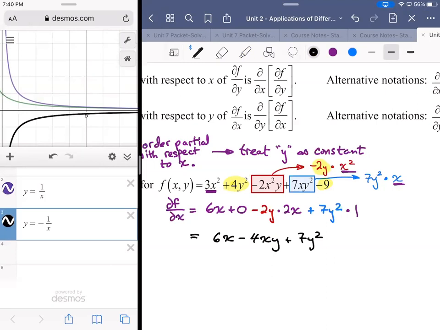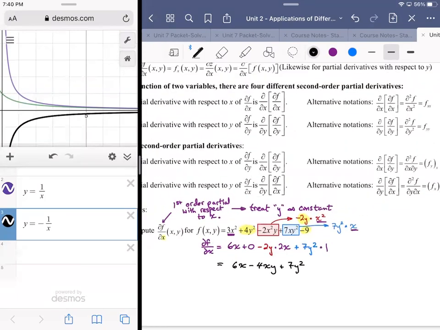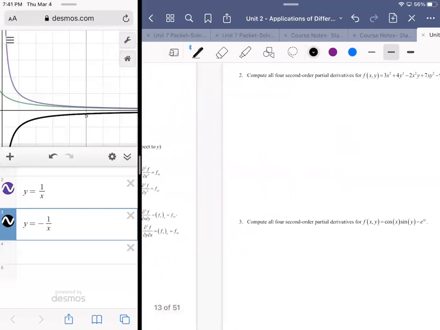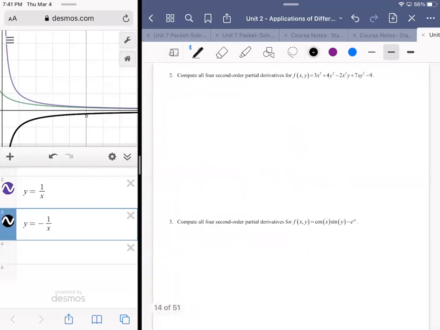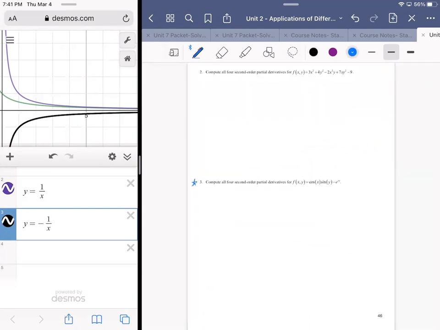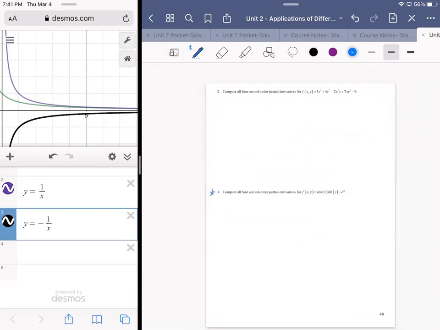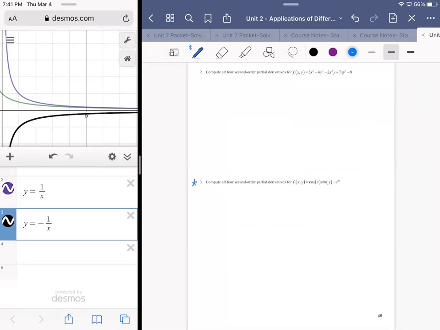Another way of saying second derivative, but there are 4 levels of a second order partial, right? So there are basically 4 different types of second derivatives. We'll get to that in a sec. Like now. Compute all 4 second order partial derivatives for this expression. By the way, I'll preemptively put a star on this page to give you a little taste of what's to come, or at least let you know what you're going to be on the hook for.